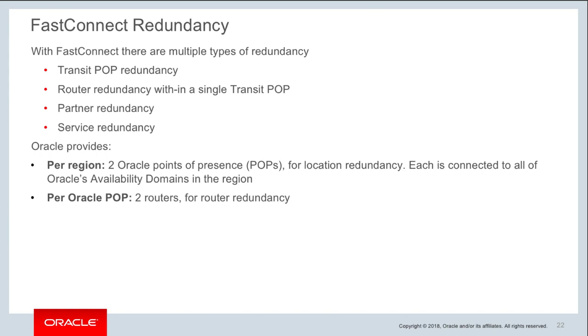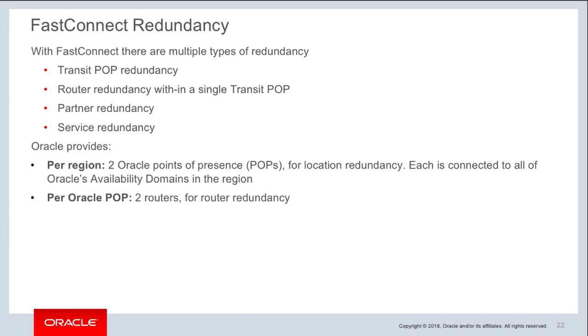So you can set up a FastConnect connection and also have a backup IPsec VPN connection. If a service goes down, you have a backup connection through another service to give you service level redundancy as well. So, just to quickly recap the next couple of points.